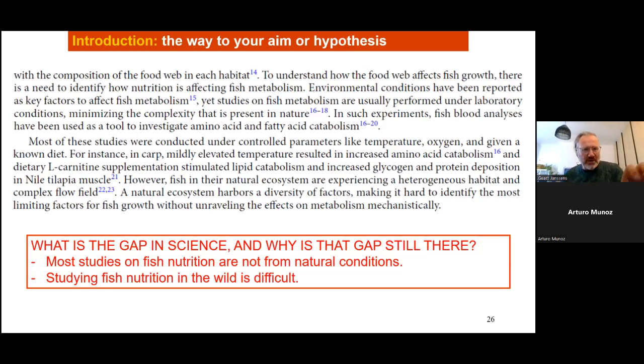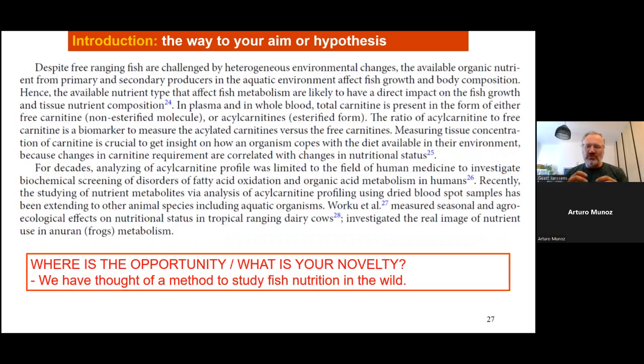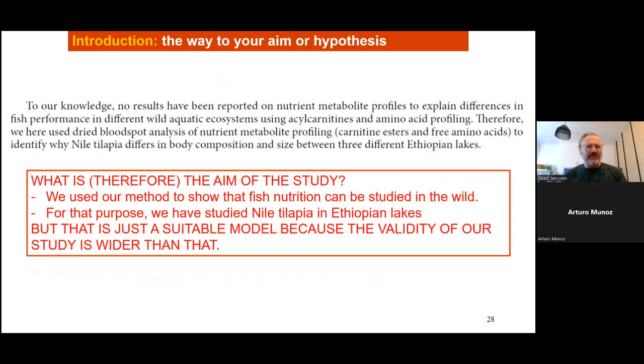And that's where we come in with this piece of text describing what our novelty is. What did we try to do to fill that gap? We have thought of a method to study fish nutrition in the wild. And we describe how that method is already validated for other things, so that we don't start from scratch, but it's still a novelty. And then finally, from that, we built our aim. Meaning we used our method to show that fish nutrition can be studied in the wild. And for that purpose, we have studied Nile tilapia in Ethiopian lakes.